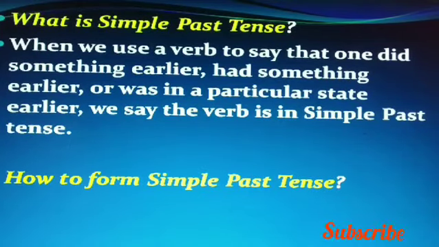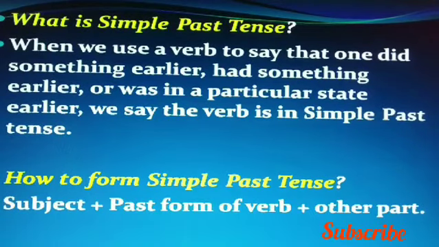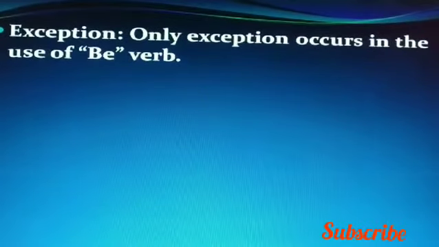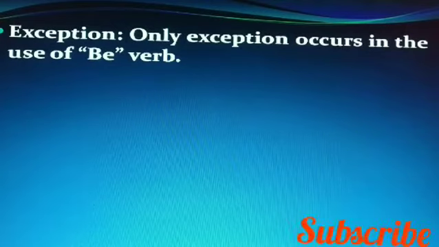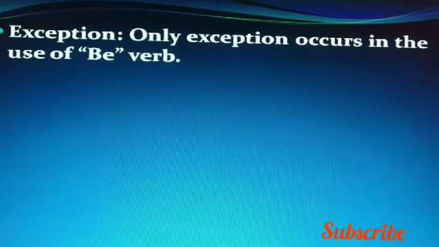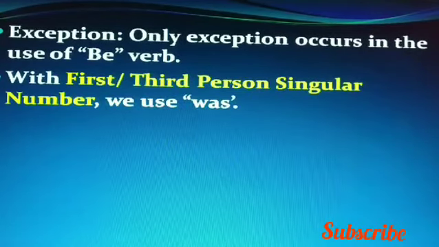How to form simple past tense? It is quite easy. Subject plus past form of the verb and other part of the sentence. Exception. Only exception occurs in the use of be verb. When we use be verb, there is an exception. In all other cases, with all forms of subject and their numbers and their persons, we use the past form of the verb. But with be verb, there are some exceptions.